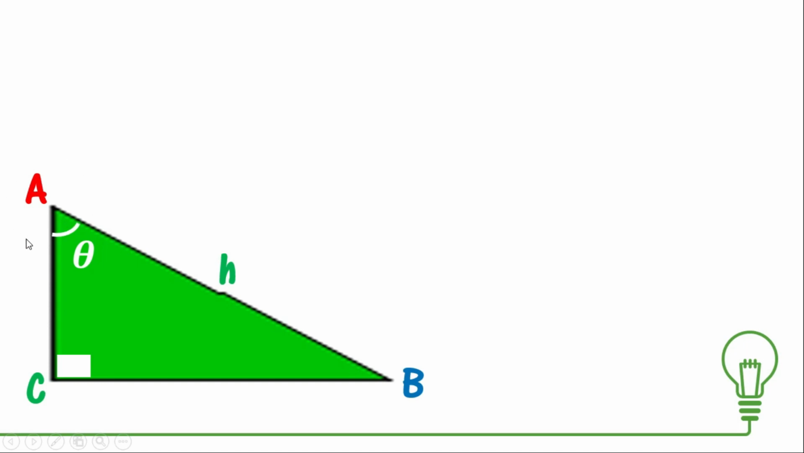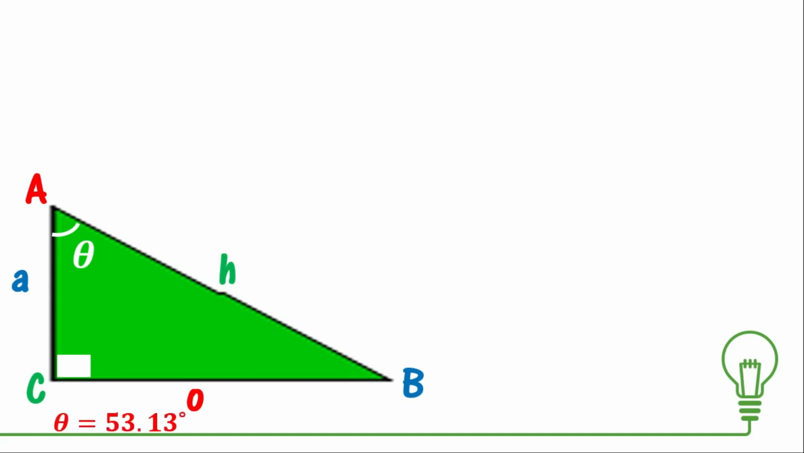So side BC here would be what we so-called the opposite side, meaning this is the side opposite to the given angle A. And side AC would be named the adjacent side, meaning it is adjacent to the given angle A. Now, let us consider angle A and let us assume values for theta.